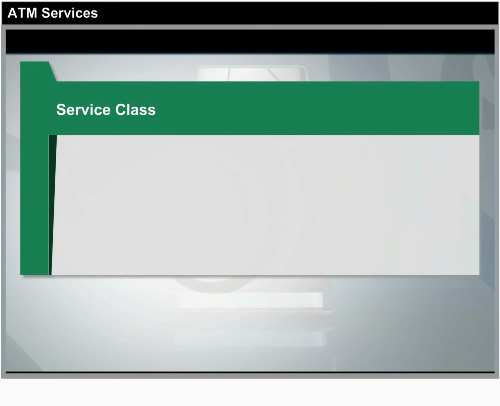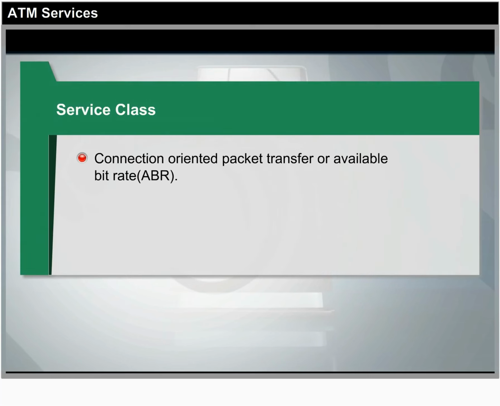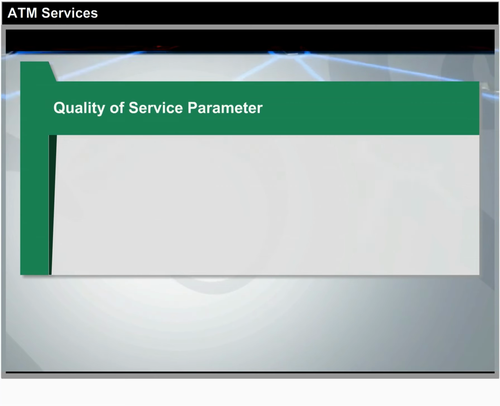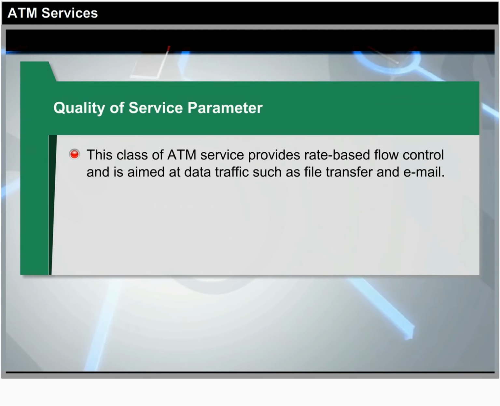Service class: connection-oriented packet transfer, or available bit rate, ABR; connection-less data transfer, or unspecified bit rate, UBR. Quality of service parameter: this class of ATM services provides rate-based flow control and is aimed at data traffic such as file transfer and email.